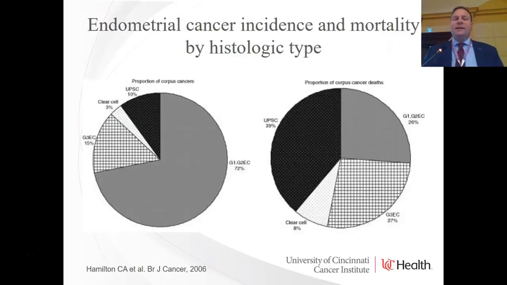And you can see that in this slide here, this is the incidence of cases and associated deaths by grade and high-risk histologic type. So the majority of cases are going to be these low-grade type 1 cancers, whereas the majority of deaths are going to be made up of the type 2 tumors.